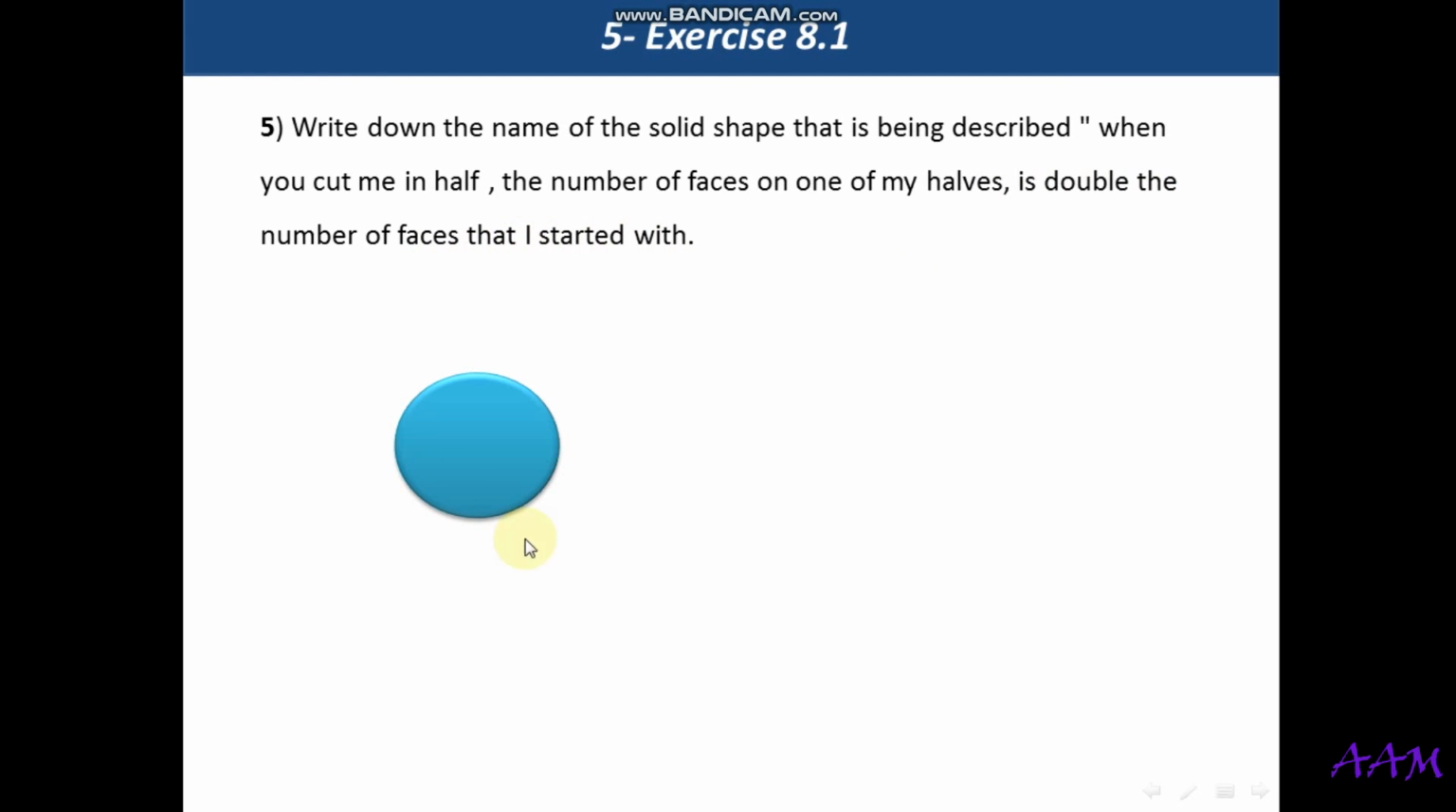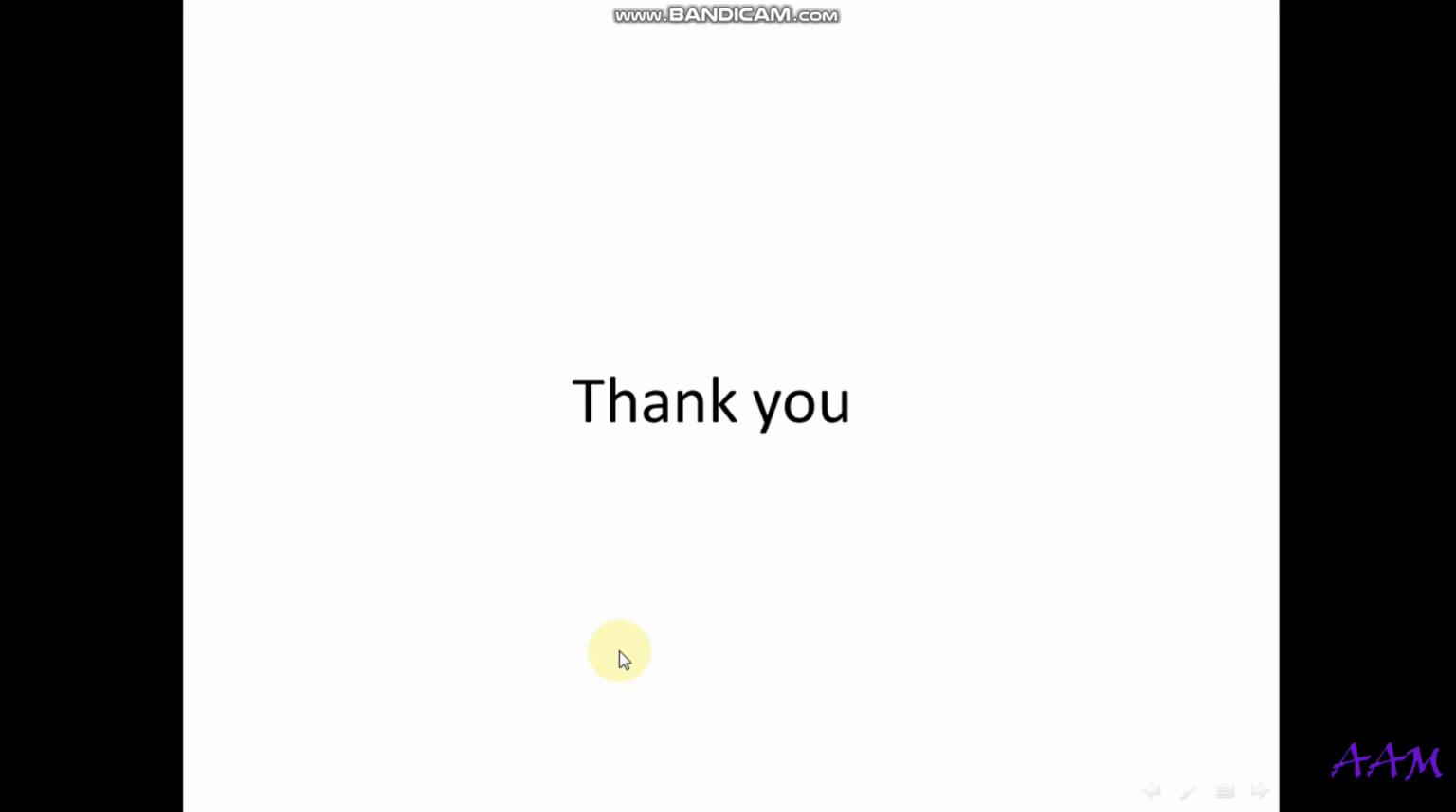So I think we have a sphere. Okay, it's only one face. If you cut it in half, the faces in one half are double this one. This is a face here, and this is a face, 2 faces. So the sphere is the answer. The sphere before cutting is one face, and when you cut it in half, it has 2 faces. Altogether it is 4 faces, 1, 2, 3, 4. But he says in one of my halves. This is one of its halves, and it has 2 faces. So a sphere is the shape that he means.